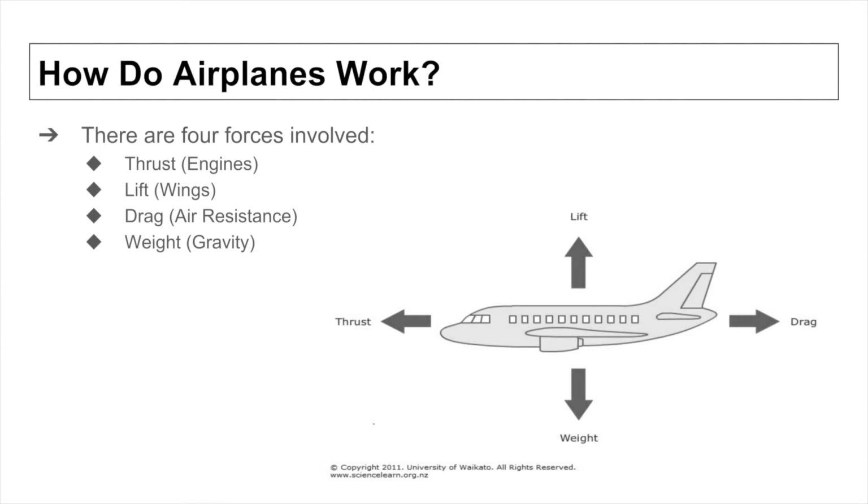How do airplanes work? There are four forces involved in making an airplane fly: thrust, lift, drag, and weight. Thrust counteracts drag, and thrust is produced by the engines. Drag is air resistance, and drag is produced by almost all the surfaces on an aircraft. Weight is just gravity, and lift is produced by the wings, and it counteracts weight.